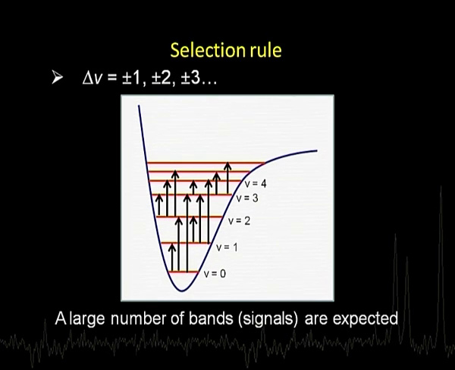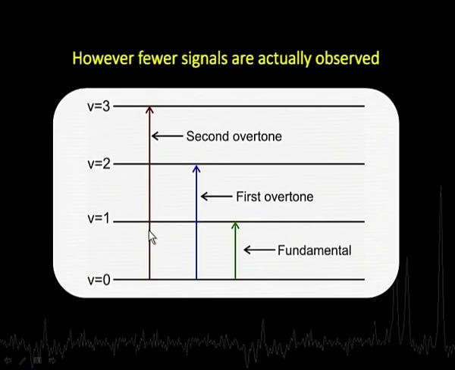It is not true because only a few of these transitions are actually observed. Theoretically speaking, all the transitions which I just mentioned are allowed. That is, the selection rule permits them. But what we actually observe is only a few of them. The one we observe is the transition from level V is equal to 0 to V is equal to 1, and this is termed the fundamental vibration. So, for a given molecule executing a given vibrational mode, this is the fundamental frequency which will be observed in the spectrum. That pertains to a transition from V is equal to 0, the ground state, to the first excited state.